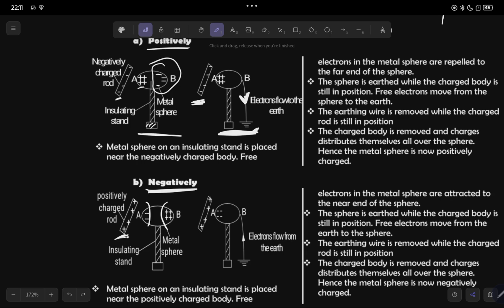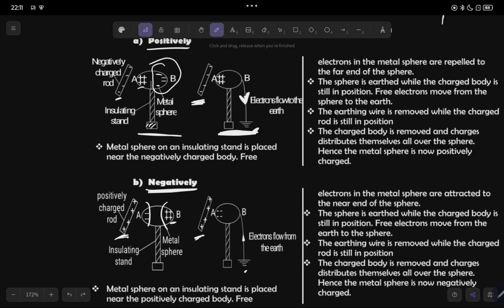Step number two: while you are still holding the inducing rod in place, we earth the metal sphere. When it is earthed, because these positives which are repelled away are massive, they don't have to run to the earth. That is the principle for the positive. They don't move anyhow. Instead, the electrons will come from the earth and neutralize all the positives which were here. So we are left with a conductor with a negative charge only. But since we are still holding the inducing charge in place, these negatives are still in one place.